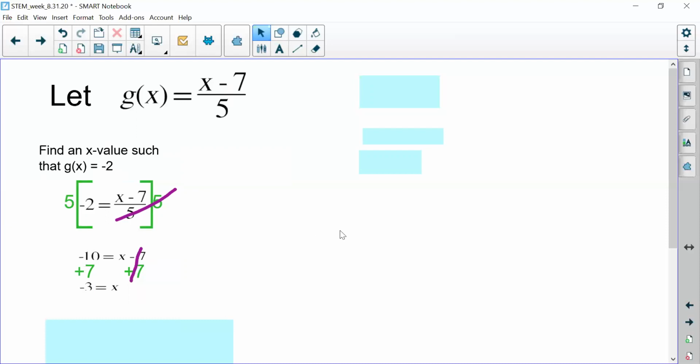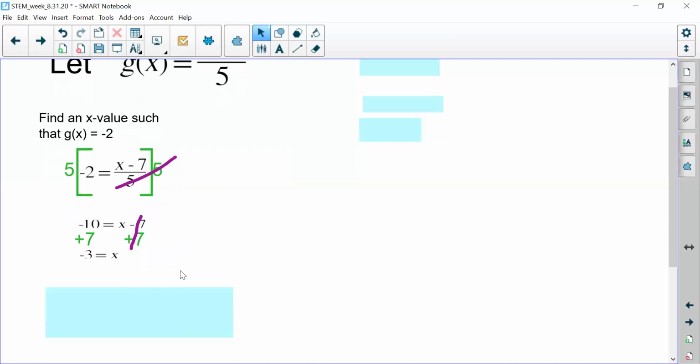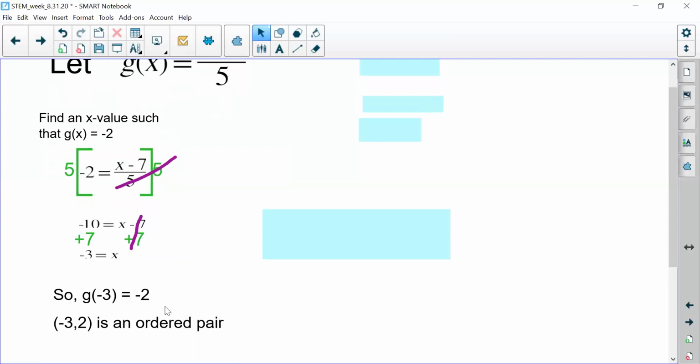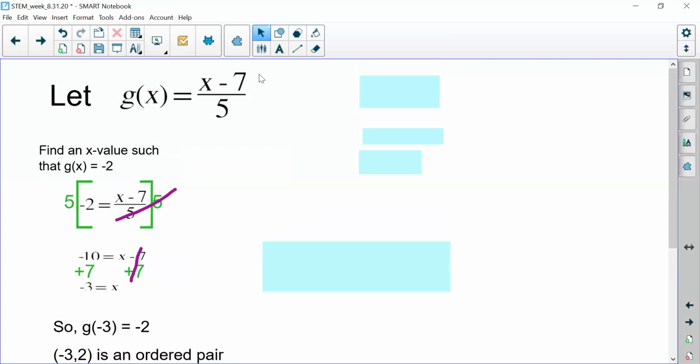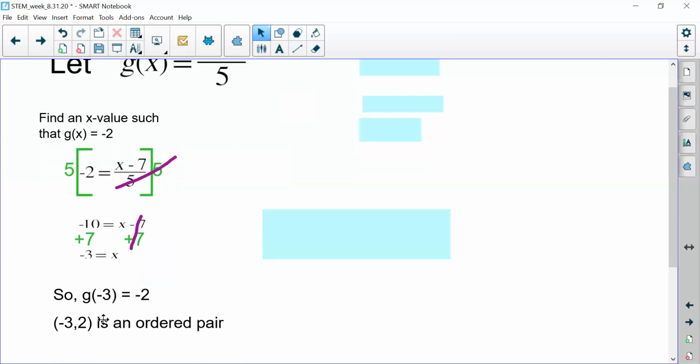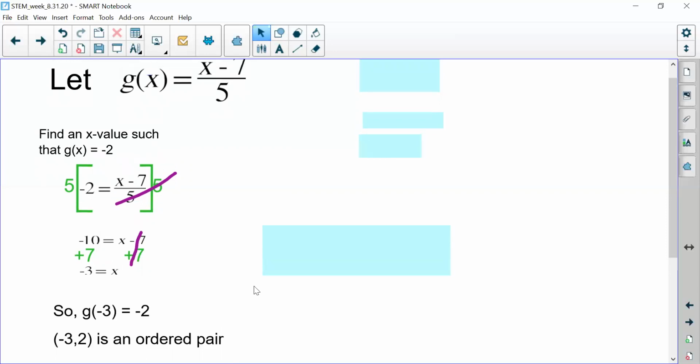It may not be the only x value, but it is an x value. In fact, for this one, it is the only x value. So g of -3 equals -2, which means -3, -2 is an ordered pair on this function. Now, -3 did not result in 0. So -3 is not a 0. It is not an x-intercept. It's just a boring, run-of-the-mill ordered pair, -3, -2.